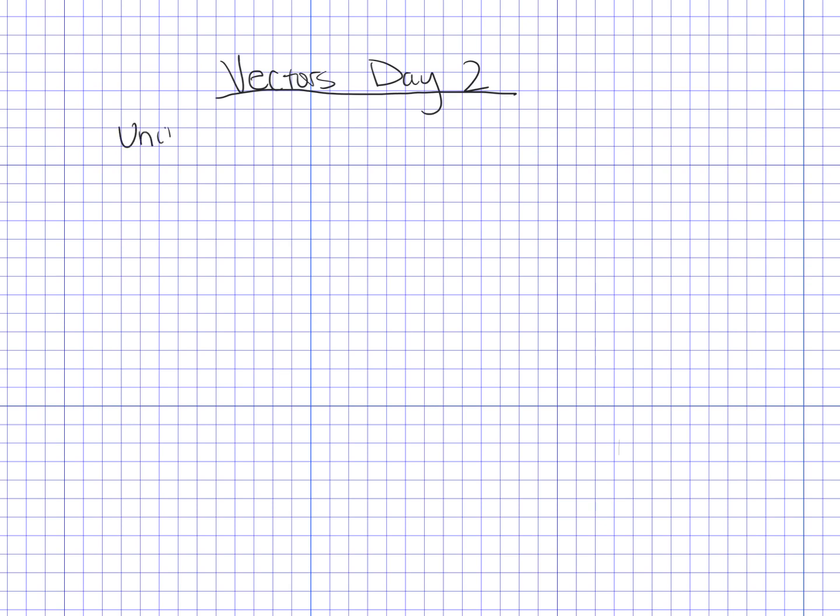Let's see, a unit vector is a vector that has the same direction and slope as another vector, but the length is 1 unit. So essentially everything else is the same, except the length, or that magnitude, is shorter.